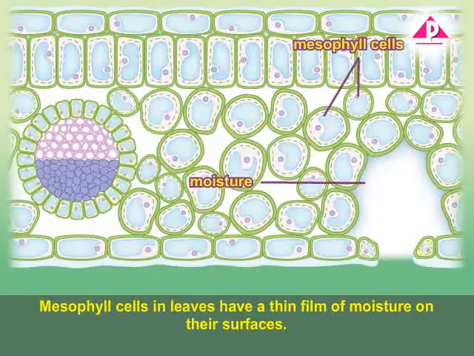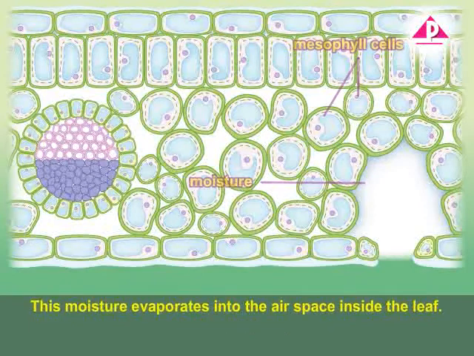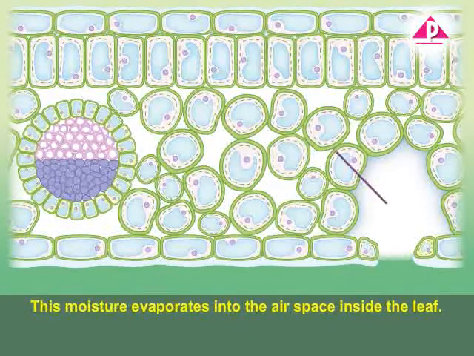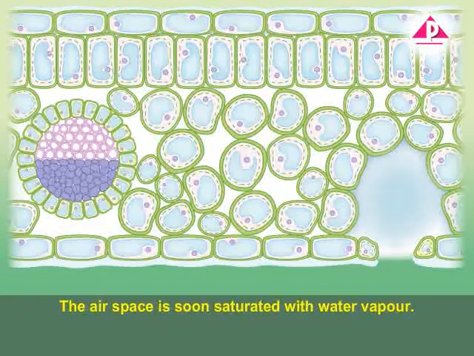Mesophyll cells in leaves have a thin film of moisture on their surfaces. This moisture evaporates into the airspace inside the leaf. The airspace is soon saturated with water vapor.